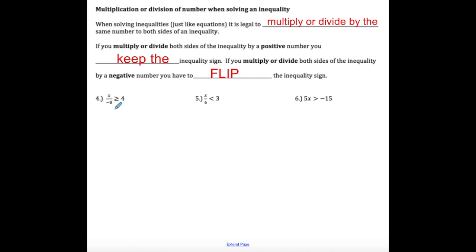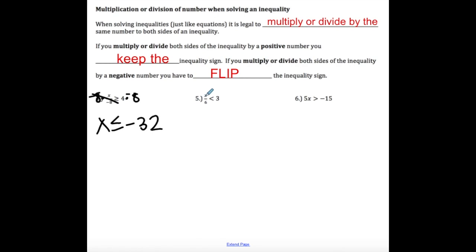So I have x divided by negative 8 is greater than or equal to 4. We need to get x by itself. The opposite of divide is multiply, so we're going to multiply both sides by a negative 8. And as soon as you write down that you're multiplying by a negative, I recommend flipping your sign so you don't forget. Now 4 times negative 8 is negative 32. So for this to be true, x must be smaller than or equal to negative 32.